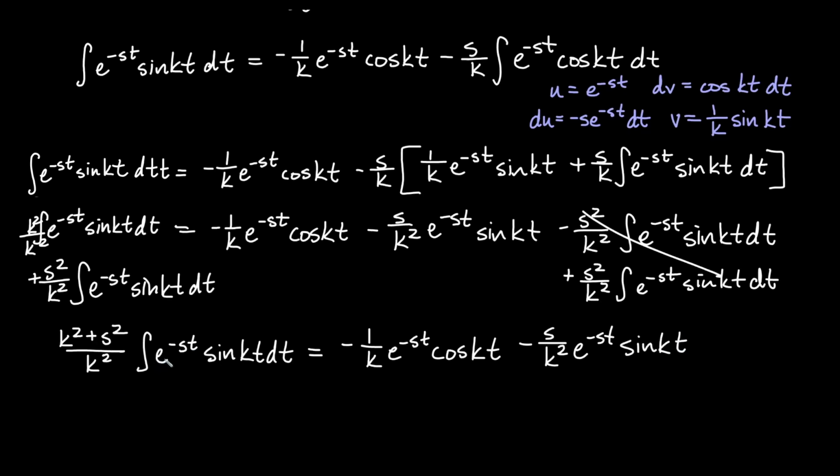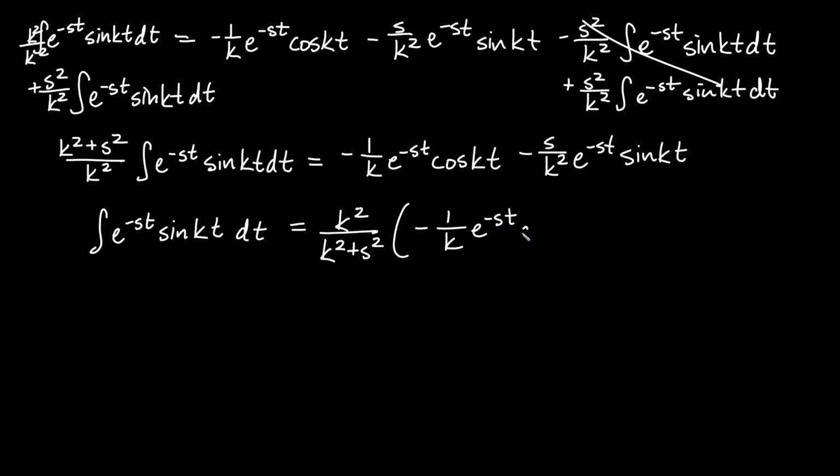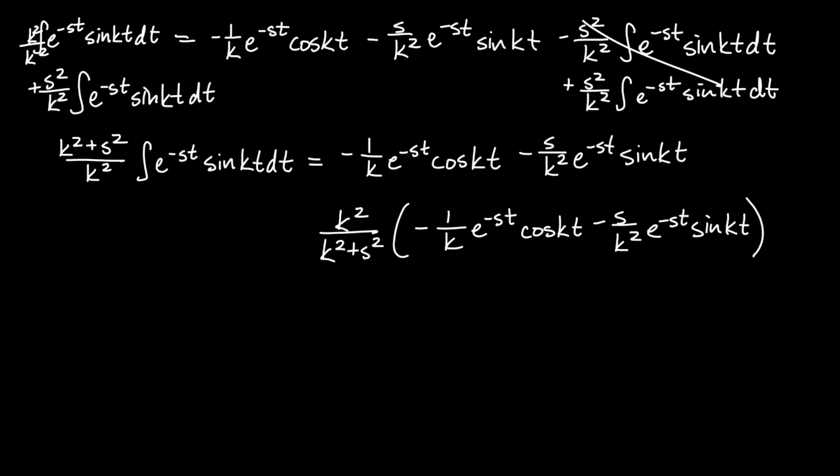And then to solve for this integral, what we're really going to do is just multiply the reciprocal of this over to the other side. So we'll actually get the integral of e to the negative st sine of kt dt is equal to k squared over k squared plus s squared times all the stuff we have over here. And then we need to put our bounds back in once we've done this. And so we'll go ahead and do that so we don't have to write this all again. We'll just go ahead and put our equal to the limit as b approaches infinity of all of this stuff here from 0 to b.